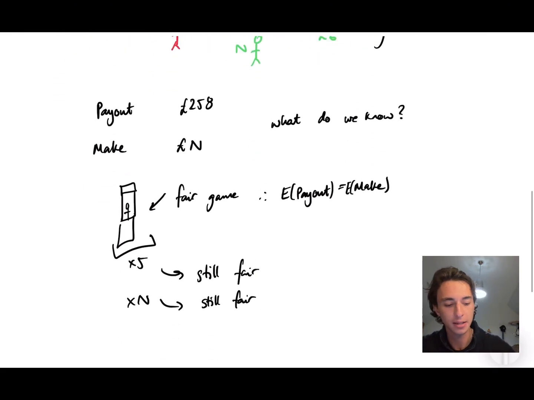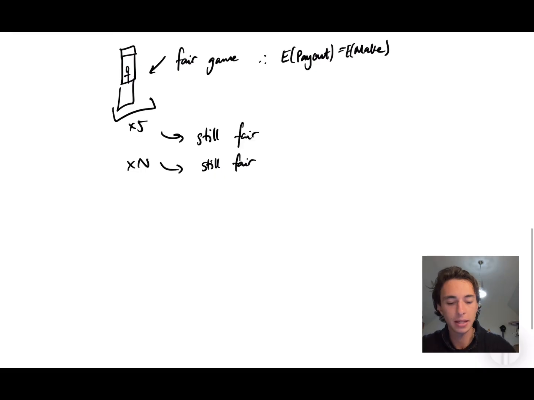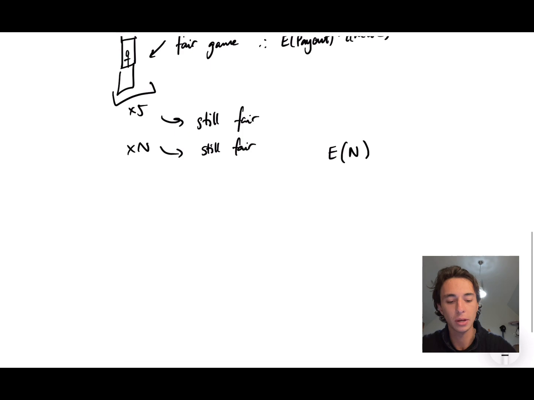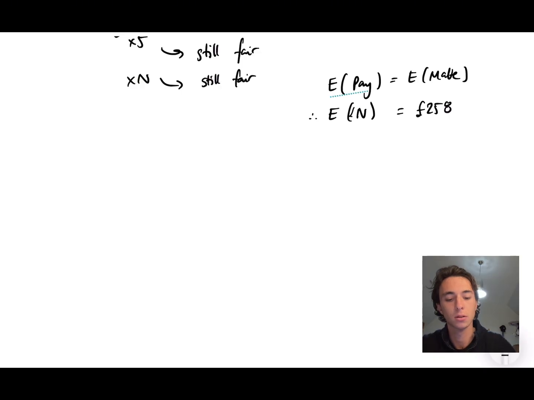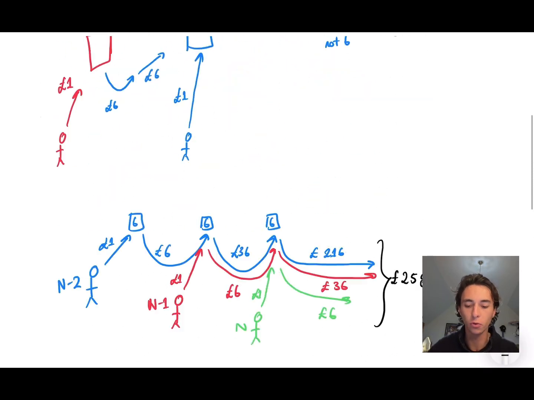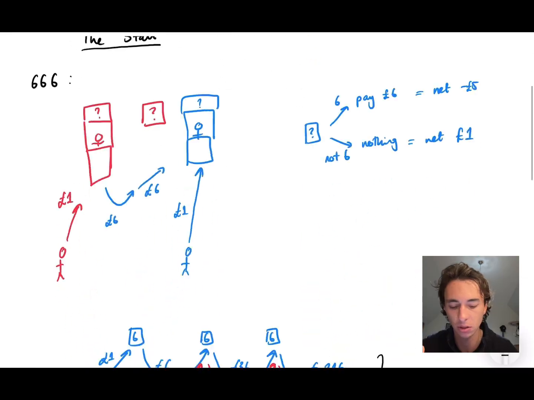And therefore we can say expected value of N, we have expected payouts pay equals expected make, therefore expected N equals 258. Cool. Now we repeat this for 4, 5, 6. This will be much quicker this time, since hopefully you understand this.